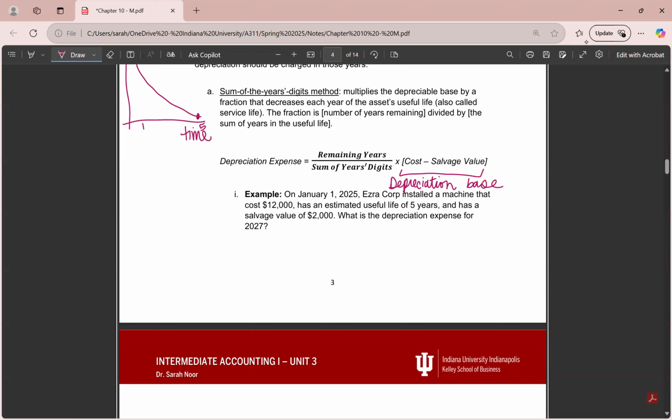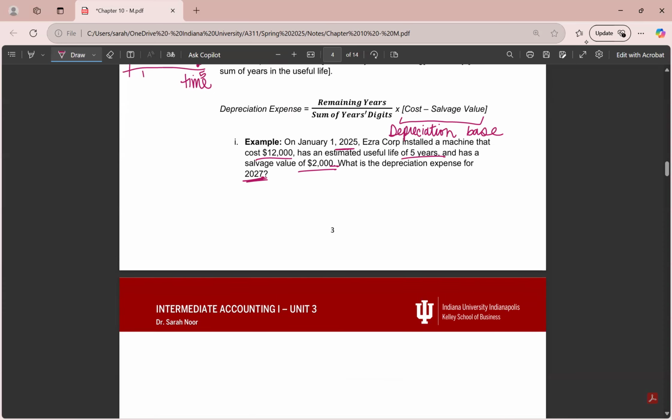Okay, so in this example, we have Ezra Corporation installing a machine that costs $12,000, has an estimated useful life of 5 years, and a salvage of 2,000. What is the depreciation expense in 2027 when it's currently 2025? All right. So we'll do some upfront math and then we'll make a table. For the upfront math, we'll check out what is the depreciation base, which is our cost minus salvage. 12,000 minus 2,000 equals 10,000.